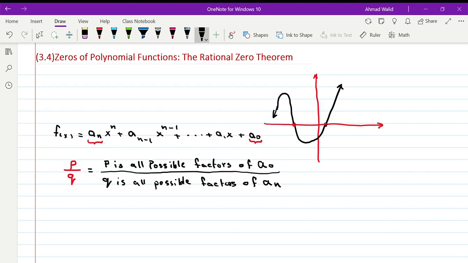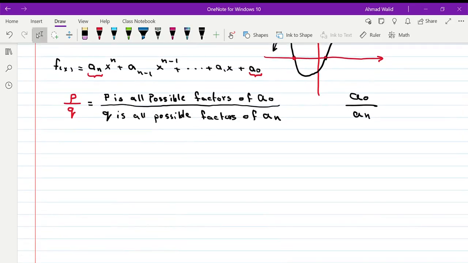Even some professors tell you this way: a0 over an gives you all the possible zeros of a polynomial function, but it is all possible factors of a0, correct? Not just a0 over an, not just the constant over the leading coefficient, but all possible factors of them, giving you the possible zeros of your polynomial function. Let me explain it now in a numeric example. I'll copy this example from your book.